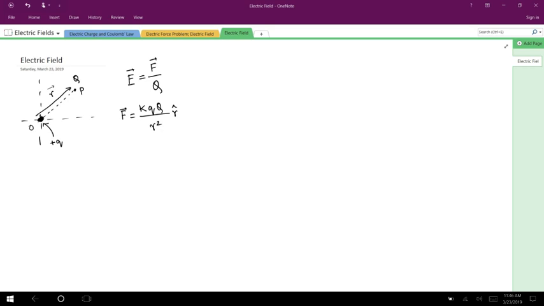In order to find the electric field, we just simply divide it by the test charge Q. So combining these two, we'll get the electric field due to a point charge little q at the origin is kq over r squared r hat, which is the same as kq over r cubed r vector. Okay, so that's the electric field due to a point positive charge.